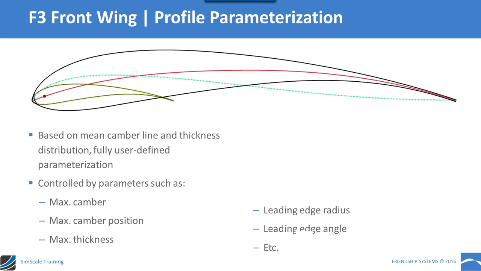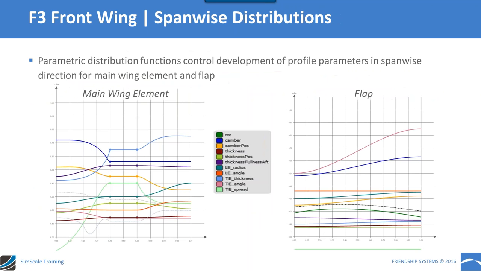But let's focus on the front wing of this Formula 3 design. Here we have the airfoils, and these airfoils are controlled by the following parameters, such as the maximum camber, camber position, thickness, leading edge angle, trailing edge radius, etc. We have a lot of parameters, because like you can see here, these profiles are not like the NACA 4-digit airfoils, but are our own designed airfoils.